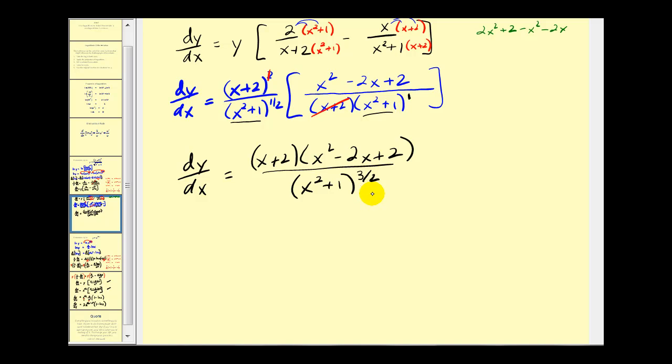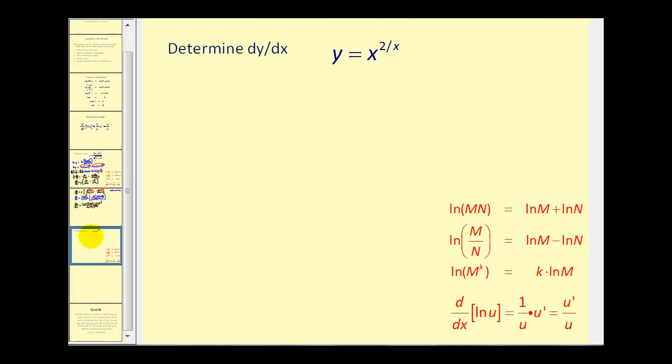Okay, let's go ahead and take a look at one more example. Now we want to differentiate y equals x to the power of 2 divided by x. So we'll take the natural log of both sides. Now we can apply the power property. So we would have natural log y equals 2 divided by x times natural log x. We may want to write 2 divided by x as 2x to the negative 1 power, since we know we'll have to find the derivative of both sides of the equation.